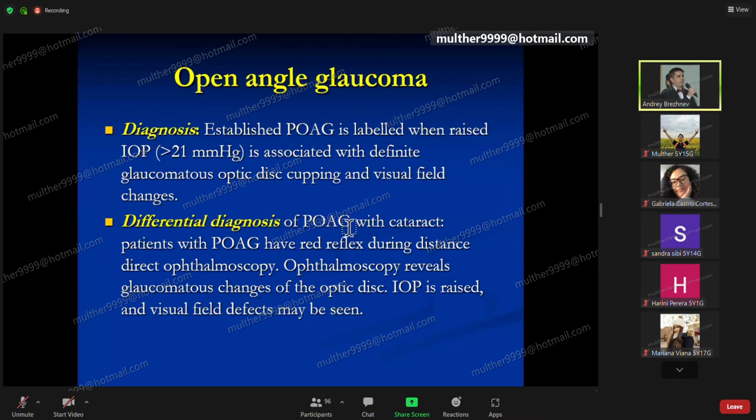The differential diagnosis of primary open-angle glaucoma with cataract. It's more for the general practitioner, not for the ophthalmologist, because for the ophthalmologist it's clear, but for the general practitioner, how to differentiate between these age-related types of pathology. Patients with primary open-angle glaucoma have a red reflex during distant direct ophthalmoscopy. In case of cataract, there is a decreased reflex, or in advanced stages, in the stage of mature cataract, no red reflex at all. Ophthalmoscopy reveals glaucomatous changes of the optic nerve disc, and no such changes in case of cataract. IOP is raised and visual field defects may be seen. In case of cataract, there is decreased visual acuity, but usually no visual field changes and normal intraocular pressure.